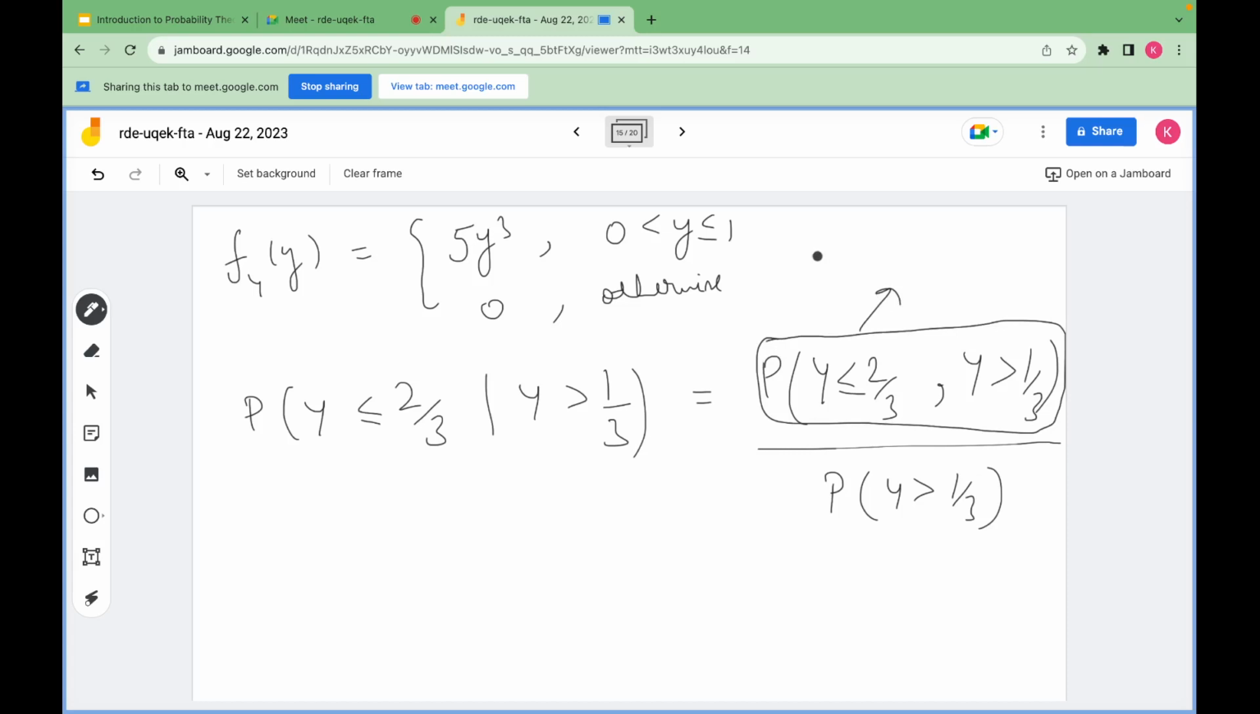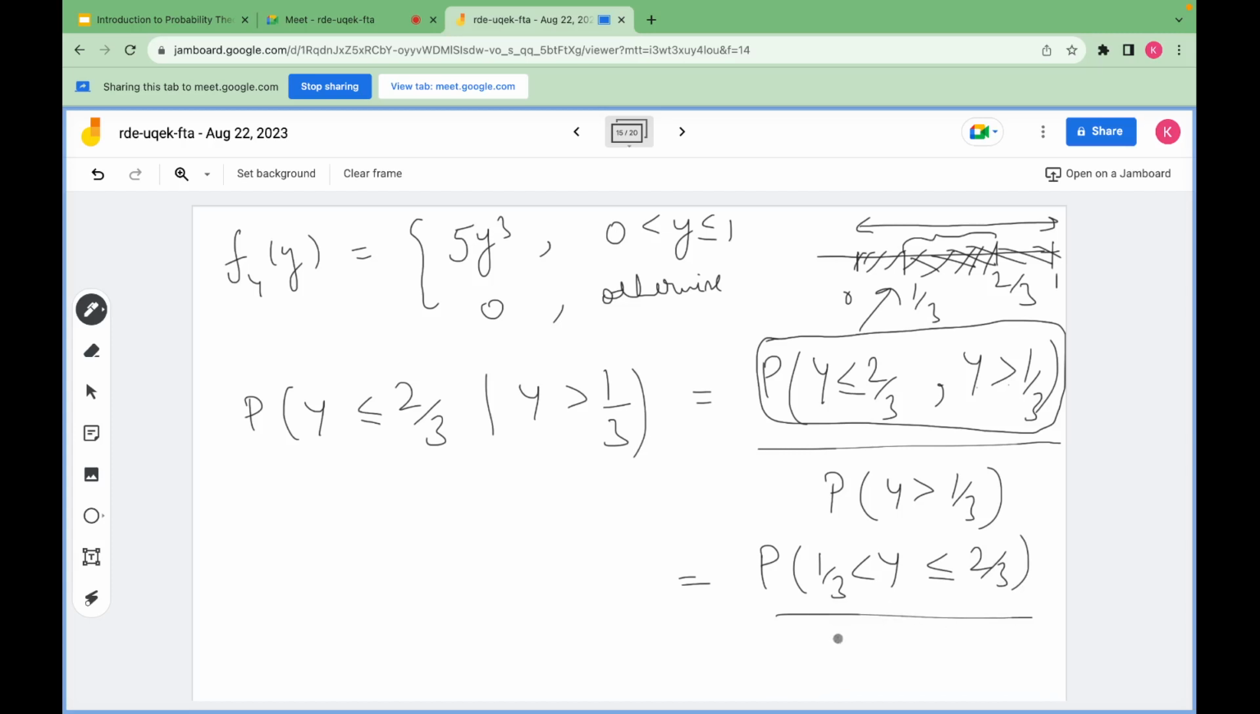So this is 2 by 3, this is 1 by 3, here it is 1, this is 0. So y is from 0 to 1. This expression is saying that y should be less than or equal to 2 by 3, and this expression is saying that y should be greater than 1 by 3. So this is the common region. Here y will range from 1 by 3 to 2 by 3. This is nothing but probability that y is greater than 1 by 3 and less than 2 by 3, divided by probability that y is greater than 1 by 3.